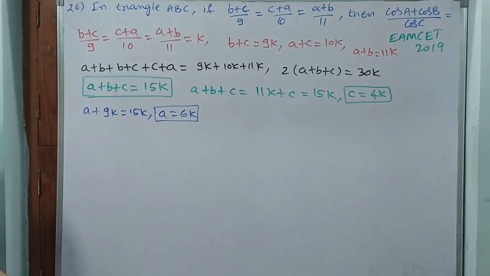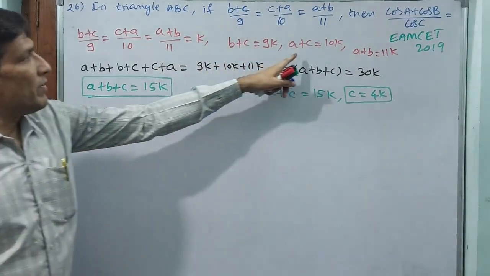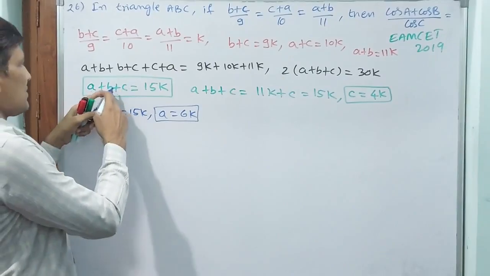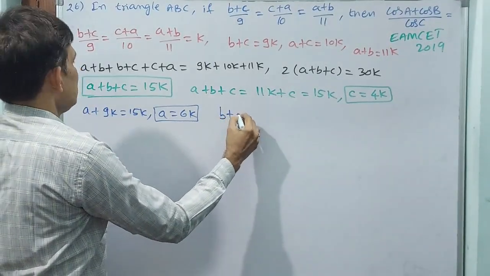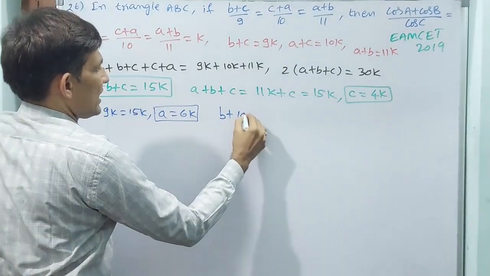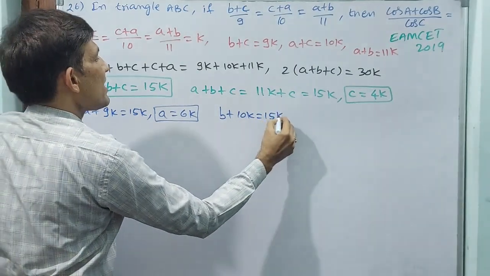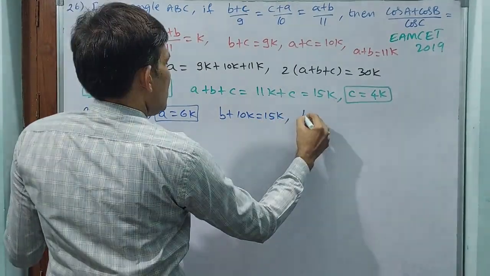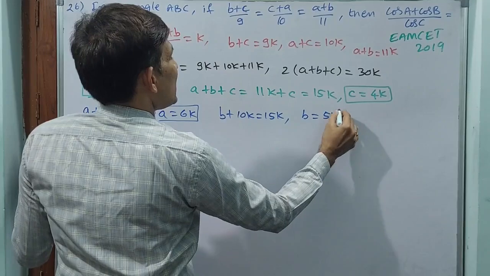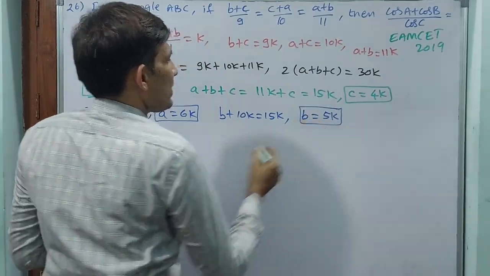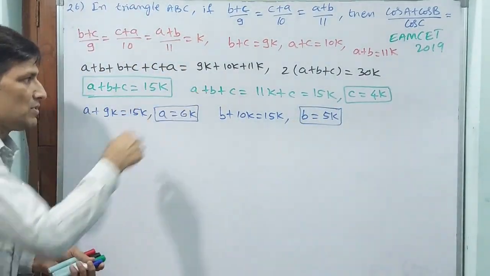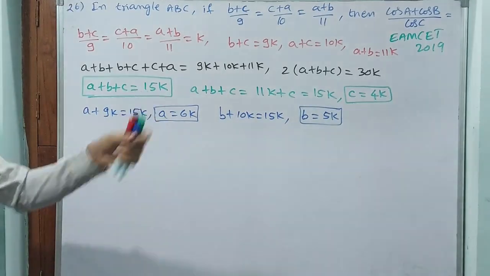Now go for a + c also. a + c means b you require. b + a + c. a + c means 10k, 10k = 15k. This implies b = 5k. That means in terms of k you have got all three values. So a, b, c: 6, 5, 4.